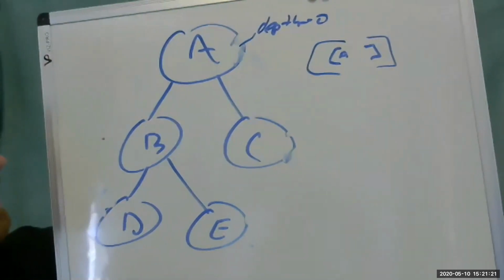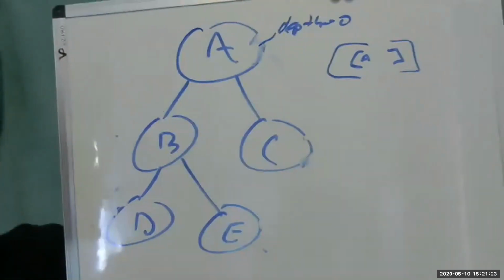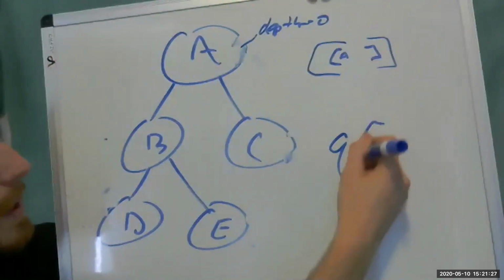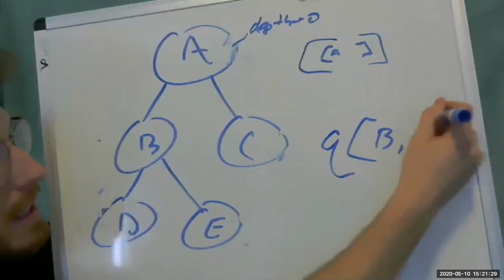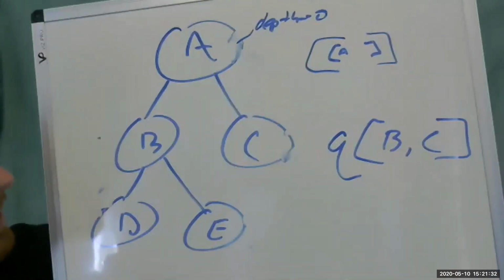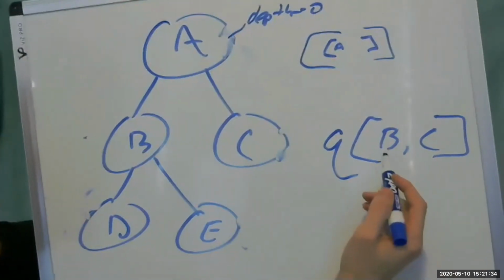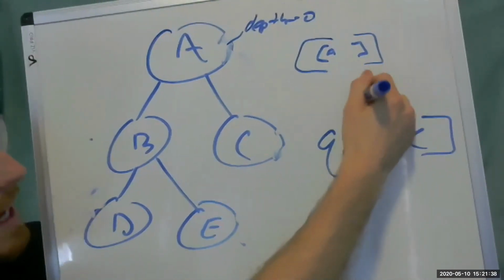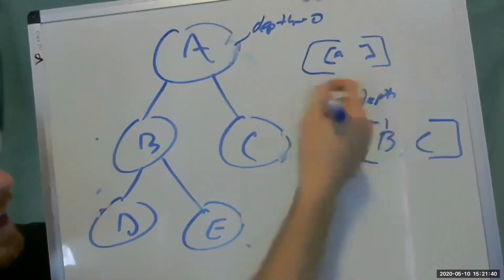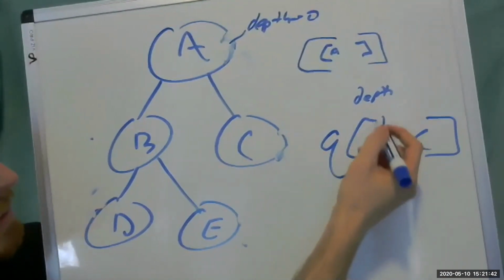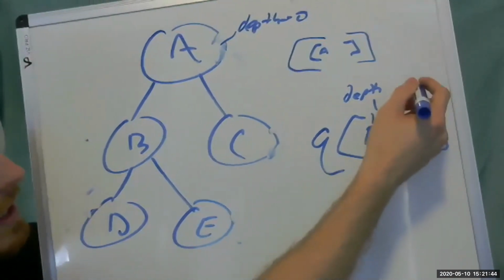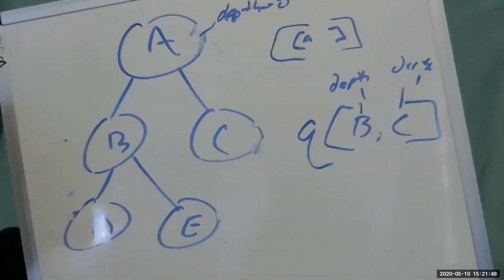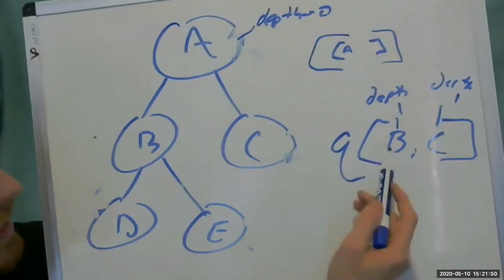Cool. Then I'm going to look at its children. I'm going to push them into the queue. So I've got my queue, and now I'm going to push my B and my C in there. And before I put them in the queue, I'm going to also give them their depth. So I'm going to give them a depth of whatever I am plus 1. So now our depth for B is 1. Our depth for C is 1. Right? So now these both have a depth.